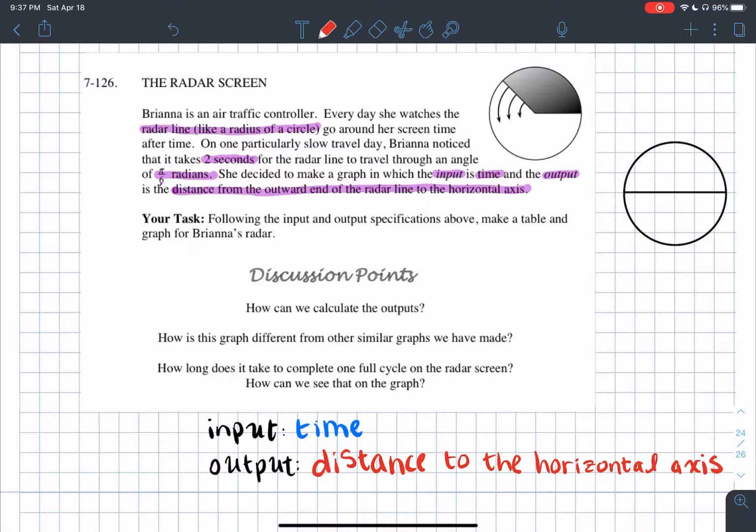Now that you've thought about what this means, let's talk about it. If you look at this circle to the right of the screen, we're looking for the distance to the horizontal axis. So let's say we have a point right here. The distance to the horizontal axis would be this line right here. If it was over here, the distance would be right here. Over here, distance would be right here, and so on. So now that we've established what that means, let's think about what we could do to graph this. What can we do to graph this function?